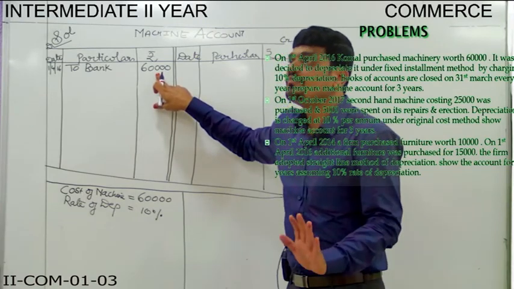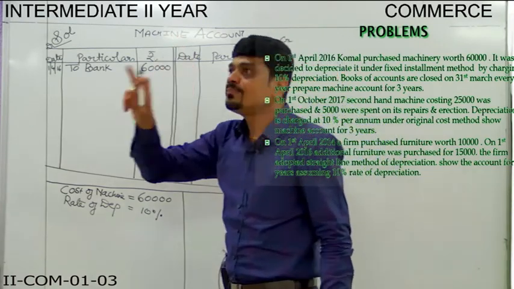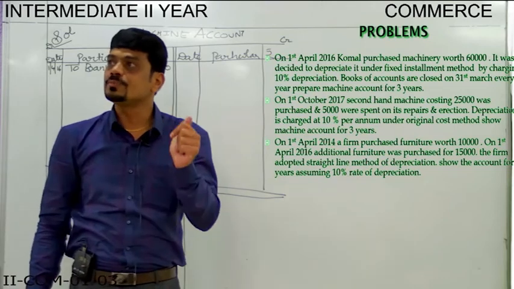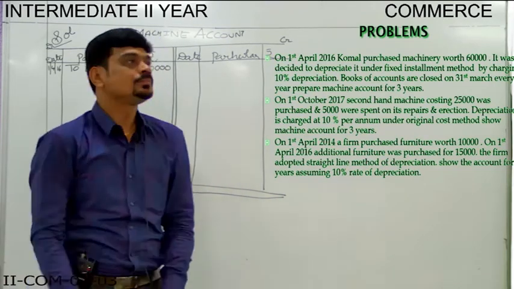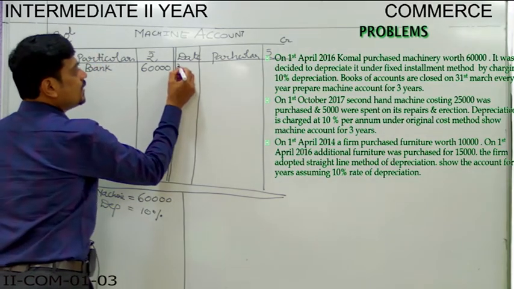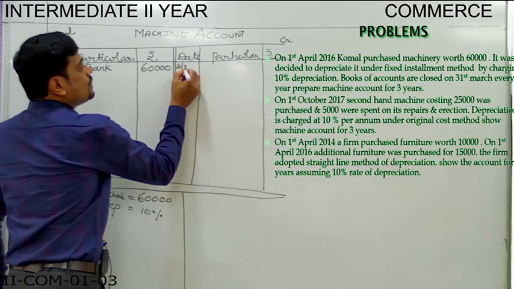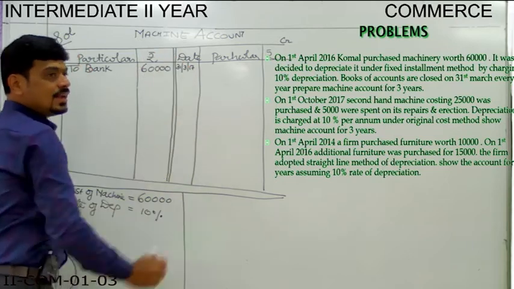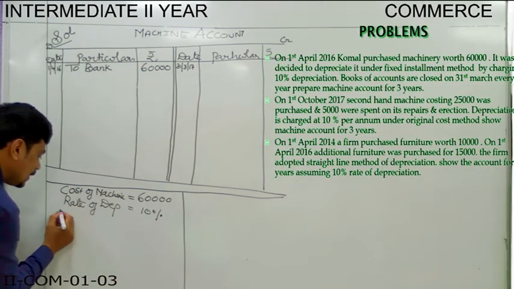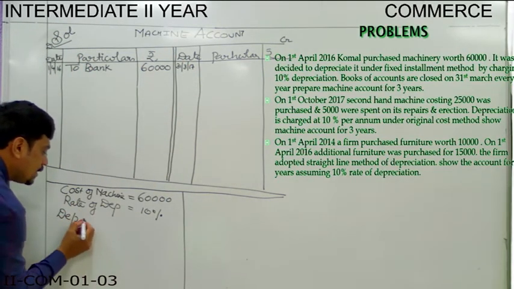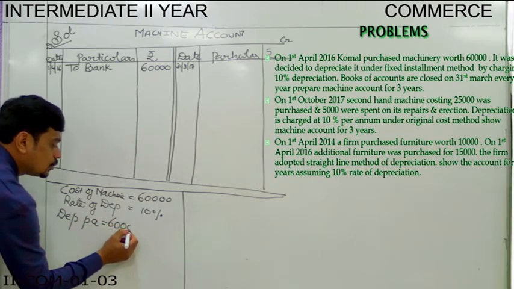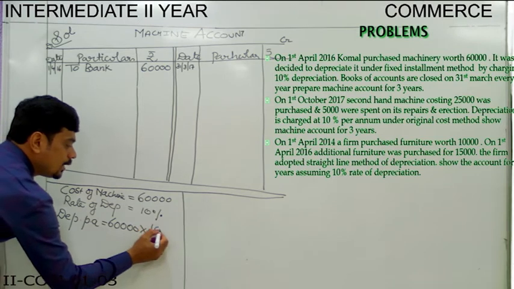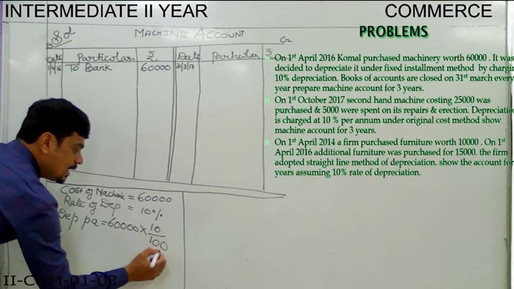Right? Now when will the 1 year complete? It completes on 31st March 2017, the financial year end. So on the credit side, write 31st March 2017 and keep it ready. Come to working notes and write depreciation per annum: 60,000 into 10%, that is 10 by 100.